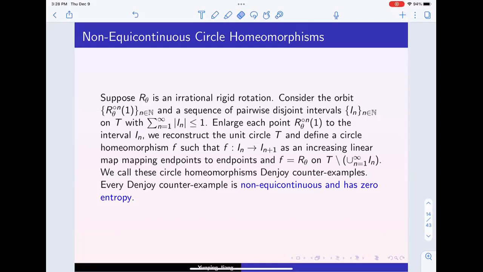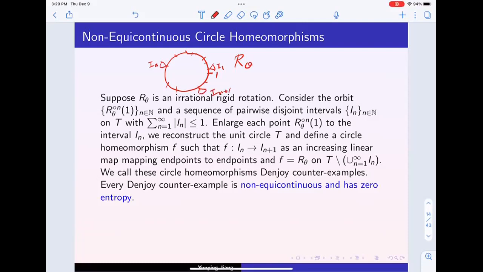I wrote it here, but let me just show you how to construct that. It's not difficult. You take a circle, the circle in the complex plane. Then you consider the rigid rotation R theta, where theta is irrational. You iterate and get an orbit, which is actually a lot of points on the circle. Now you just open up every point to an interval, I_n, and then I_{n+1}, and so on.